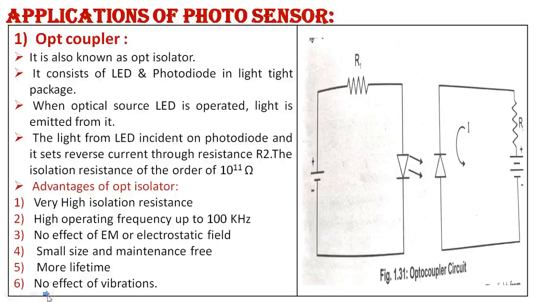The isolation resistance is of the order of 10^11 ohm. Advantages of an optoisolator are very high isolation resistance, high operating frequency up to 10 kHz, no effect of EM or electrostatic field, small size, maintenance free, more lifetime, and no effect of vibration.